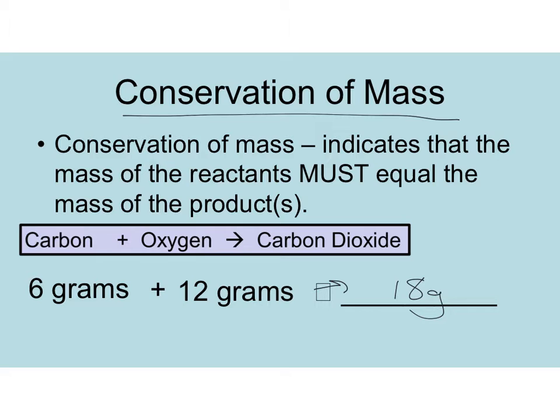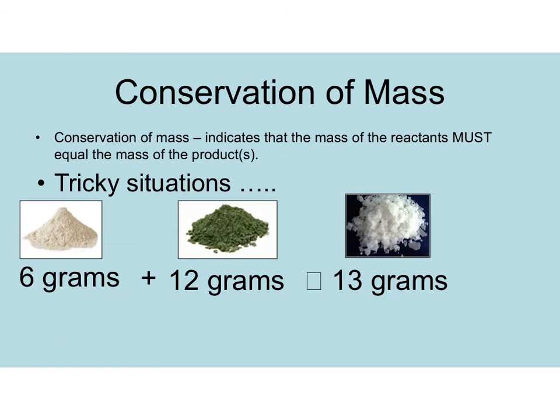And the rule basically indicates that the mass of the reactants, okay, so 6 plus 12 is 18 grams, must equal the mass of the product. Okay, and the product is carbon dioxide in this case, or 18 grams.